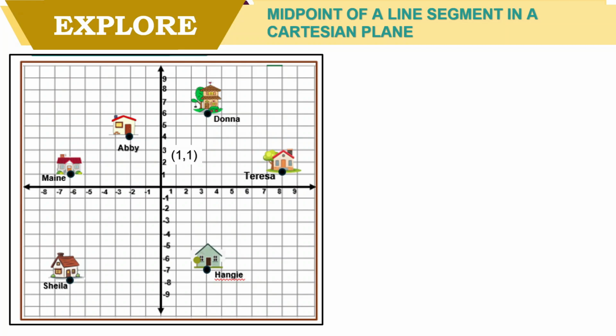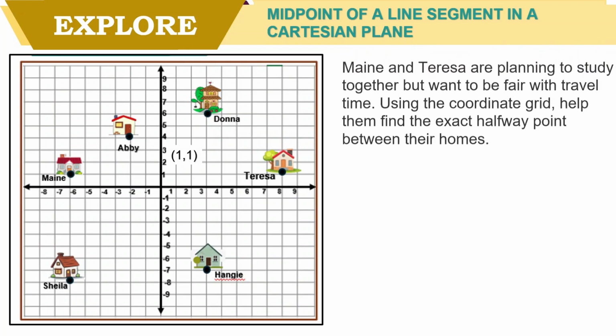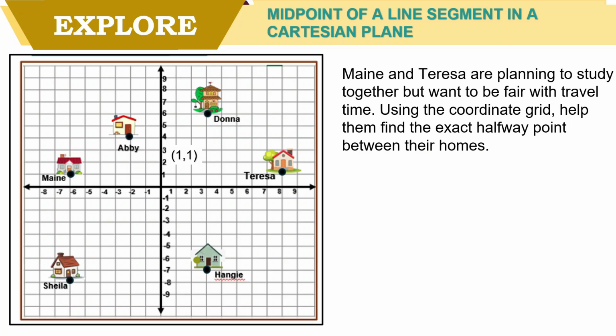Now let us talk about the midpoint of a line segment in a Cartesian plane. Main and Teresa are planning to study together, but want to be fair with travel time. Using the coordinate grid, help them find the exact halfway point between their homes. Main's place and Teresa's place are horizontally aligned. So let's count how distant they are from one another.